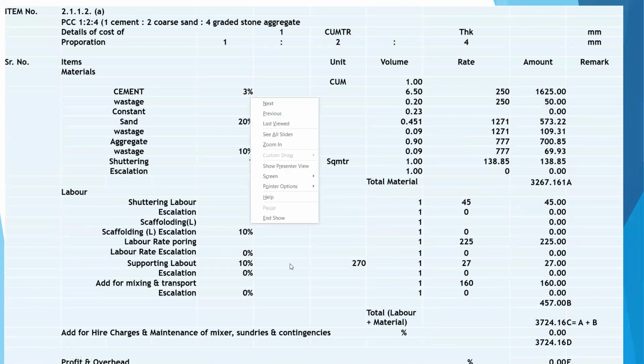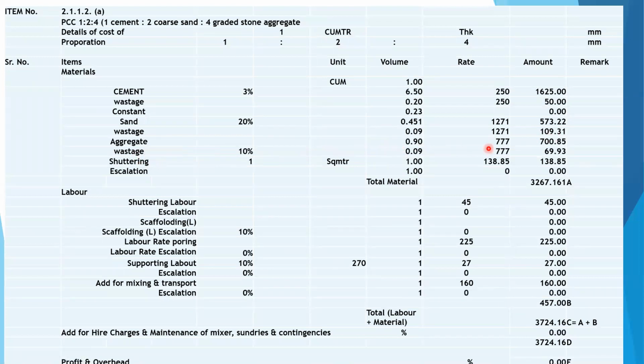PCC 1:2:4, cement 3% 650 at the rate of 1625. Wastages 0.2, that will be 50 rupees. Sand 20 percentage, that is 0.451 cubic meter at the rate of 1271 will be 573. Wastages 0.09 percentage will be 109.31.